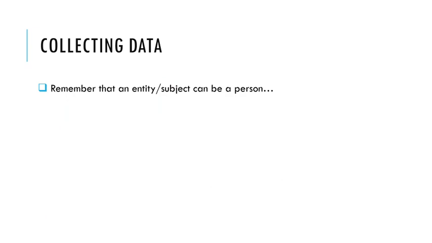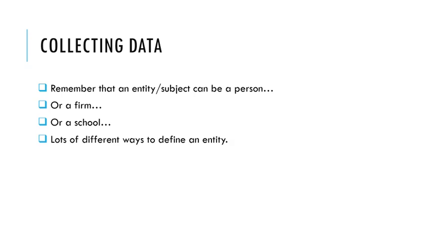Now, it's important to understand that an entity or a subject can be a person. So if we're talking about the number of CPAs, or we want to look at males under 50, those are observations that are people. But we could also be looking at a data set about firms, and in that case, our entity is a firm or a business. Or if you're doing educational research, your entity might be a school. And so we want to get in the habit of remembering that an entity doesn't just have to be a person. There are lots of different ways to define an entity.